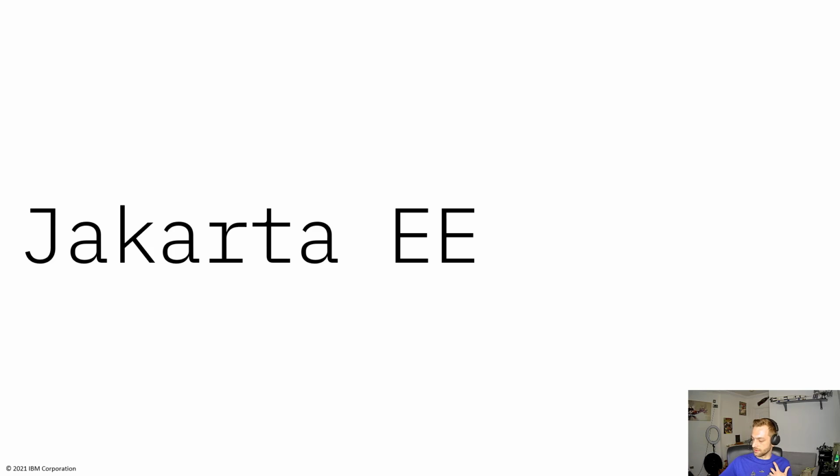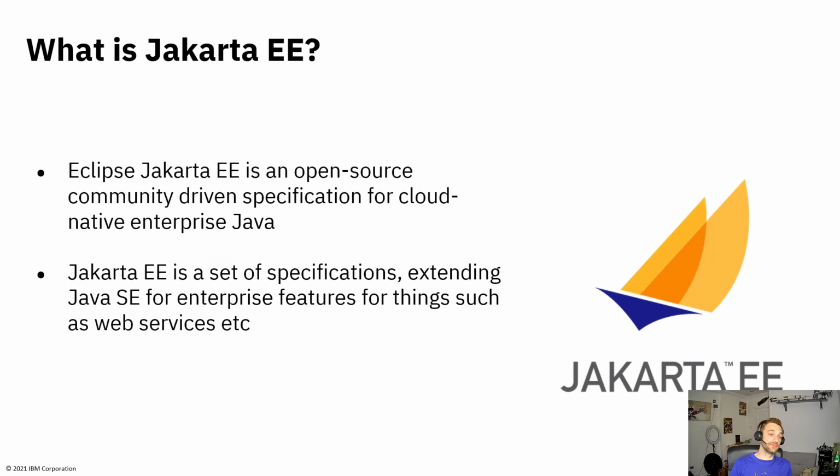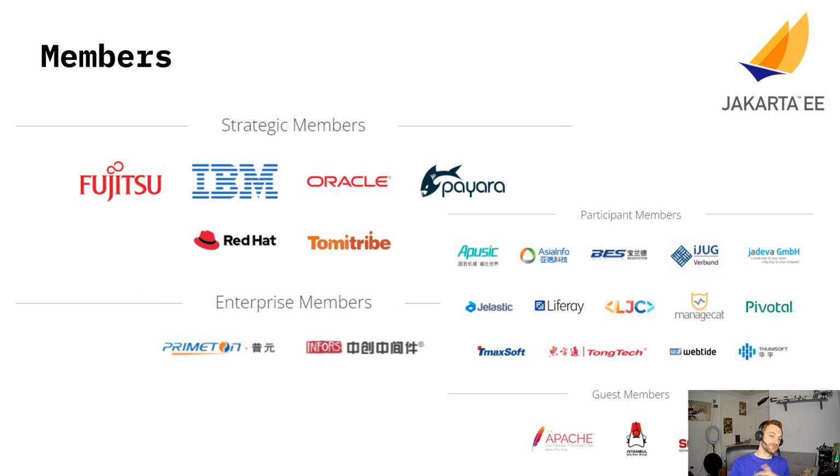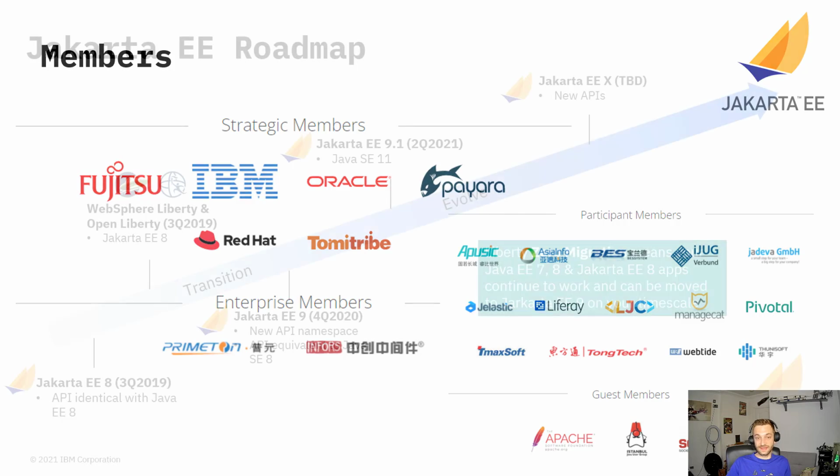A little bit about Jakarta EE. If you haven't heard about it, Jakarta EE is essentially what Java EE has become. It's an open source, community-driven specification for cloud-native enterprise Java. It's a set of specifications that extends Java SE for things such as web services and all kinds of different things like that. These are the different strategic members. Thank you to all these people. Without them, Jakarta EE wouldn't be where it is today.